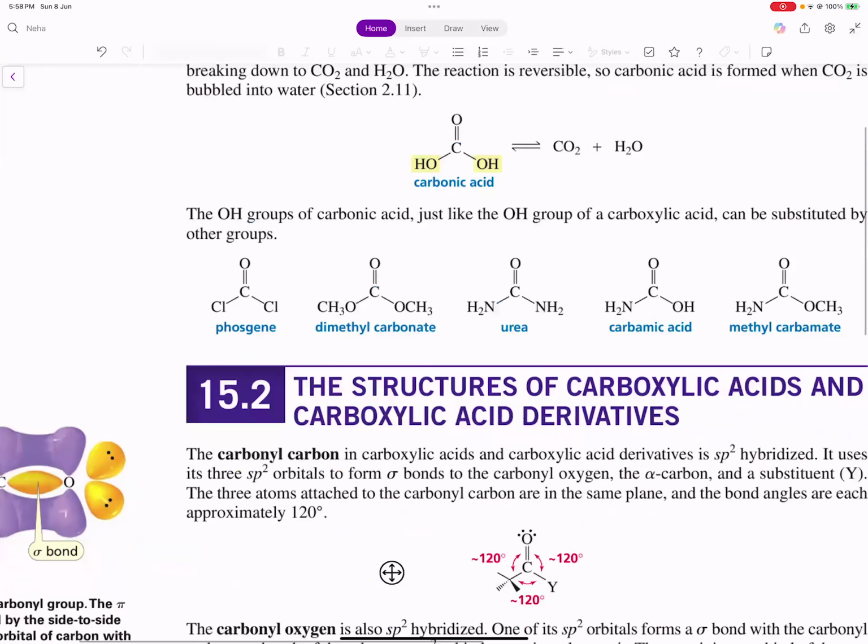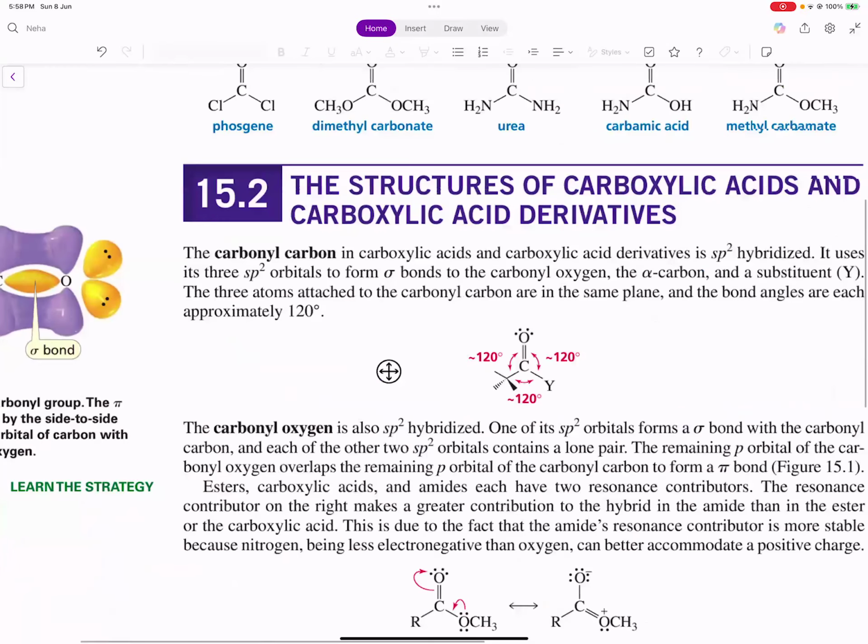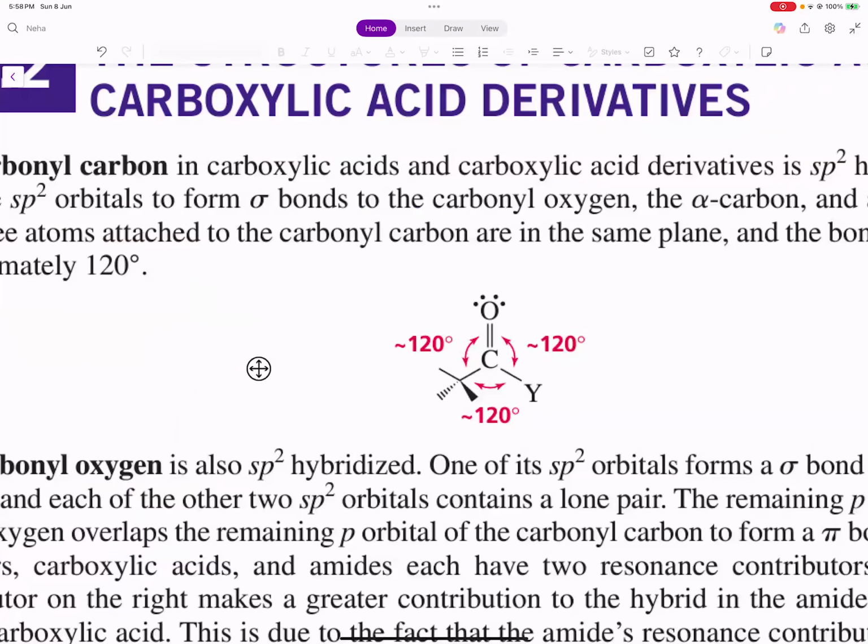Now, these are the structure of carboxylic acid. Again, these are carboxylic acid. So obviously, carbon is sp2 hybridized. Oxygen is also sp2 hybridized. These bond angles are 120 degrees, and these lone pairs.